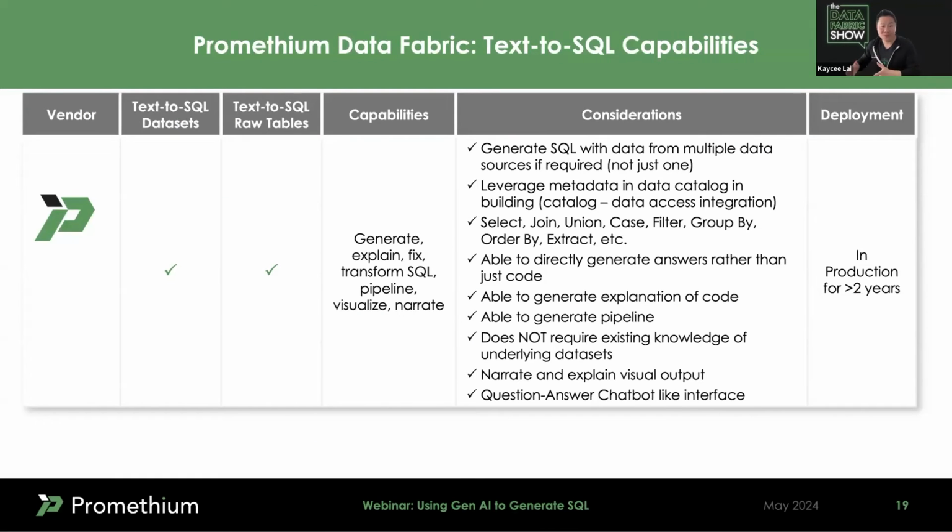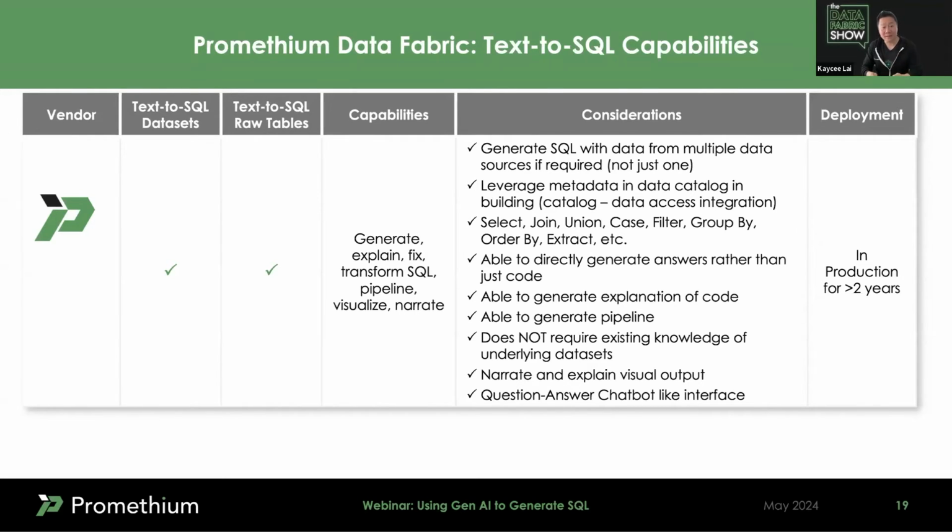So if you look at the same kind of comparison, right, of say Prometheus data fabric, how does it compare to some of the other solutions out there? We definitely can allow you to do text-to-SQL off of raw tables. We definitely can allow you to do text-to-SQL off of pre-curated data sets, right? And not only do we generate the SQL, but we also generate the explanation. We allow you to fix it. You can do a lot of transformations in there.